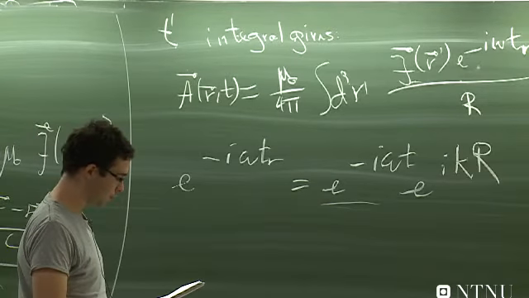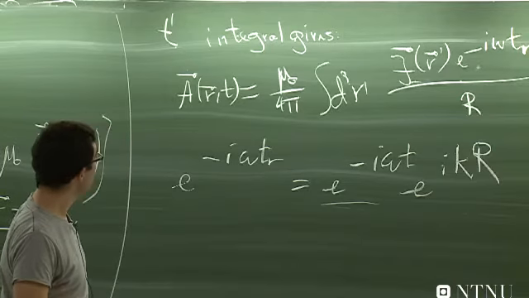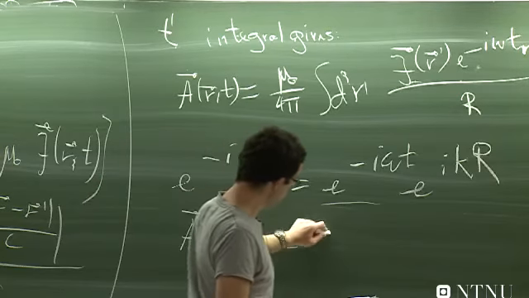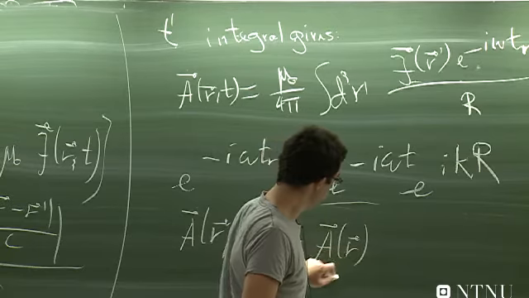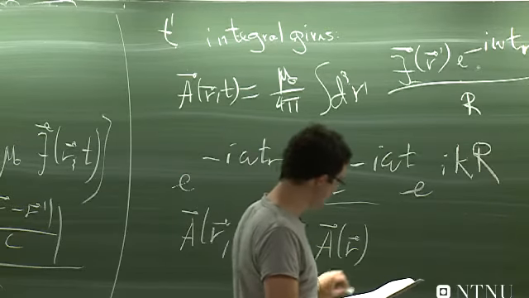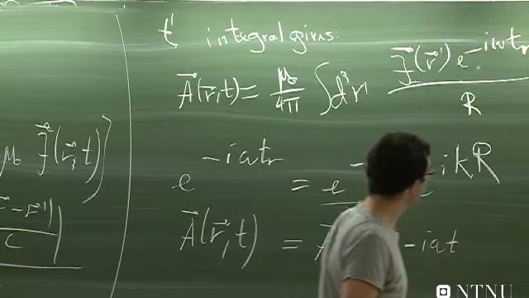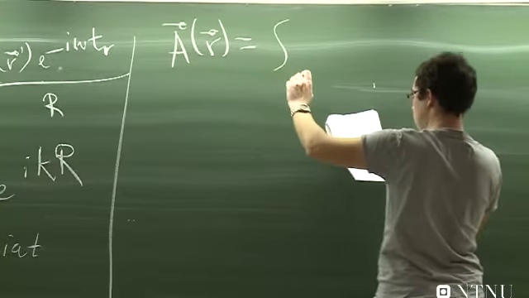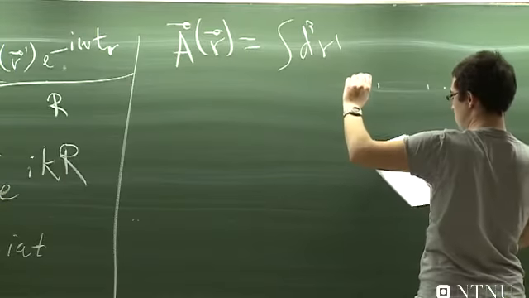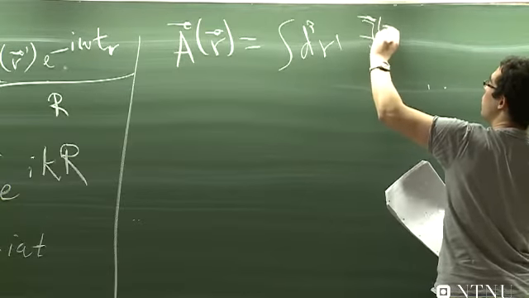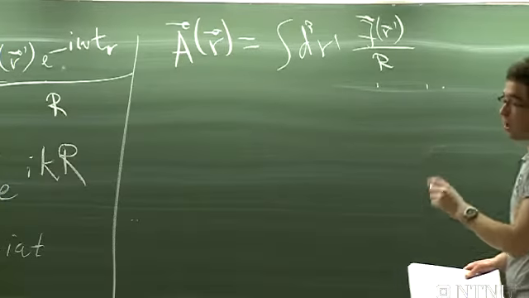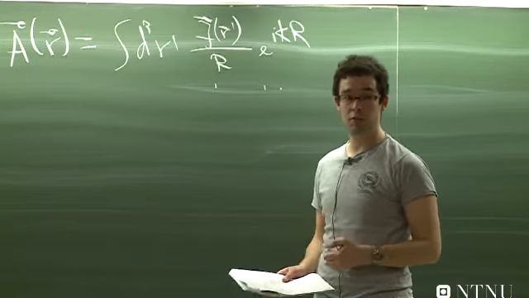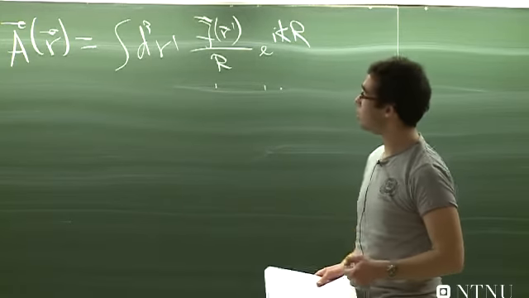And let's see, I can simply write A of r and time as A of r, and by this I mean the result of this integral, times e^(−iωt). A of r is the integral d³r' J(r') over R as usual, except now I also have to multiply by the factor e^(ikR), which takes care of this phase shift that we get from the sources being at different locations.